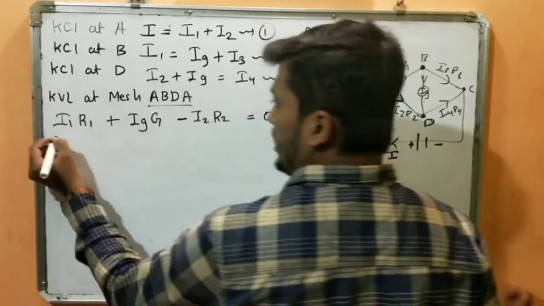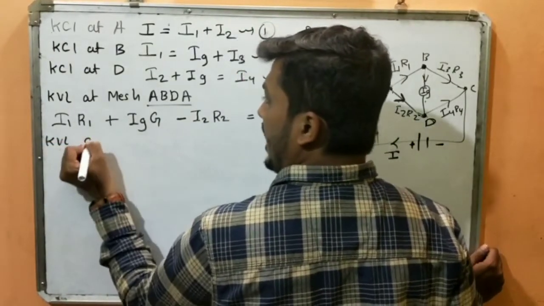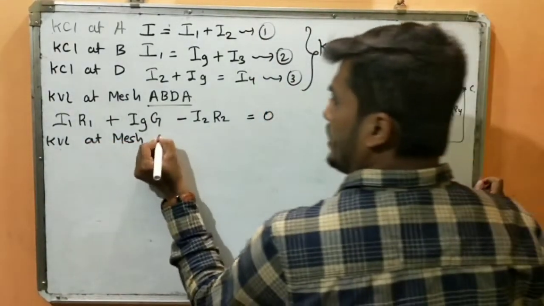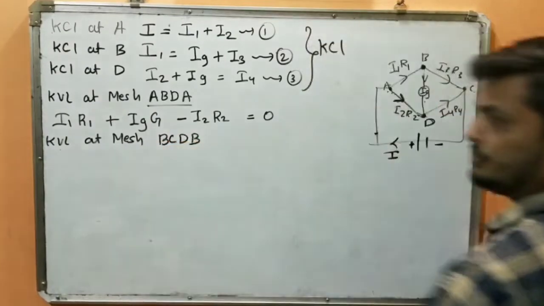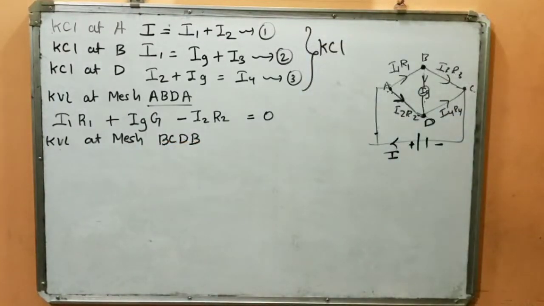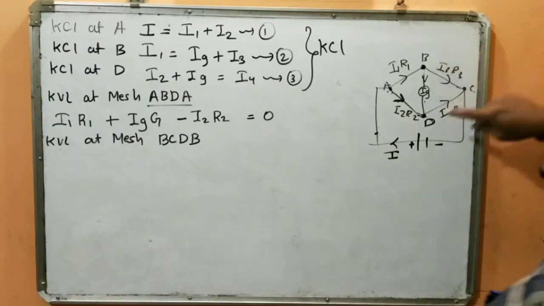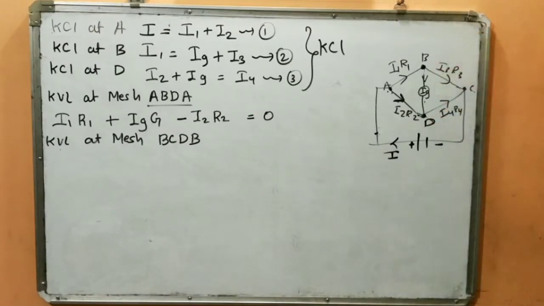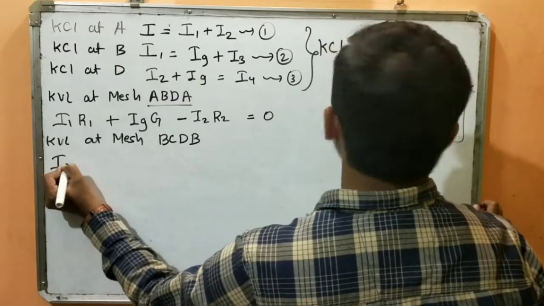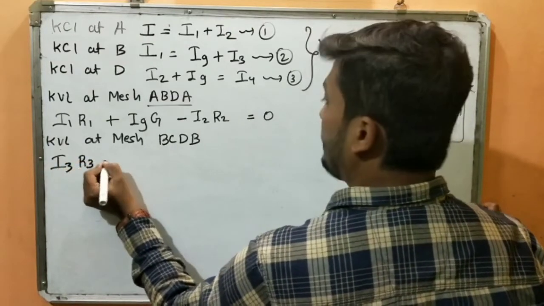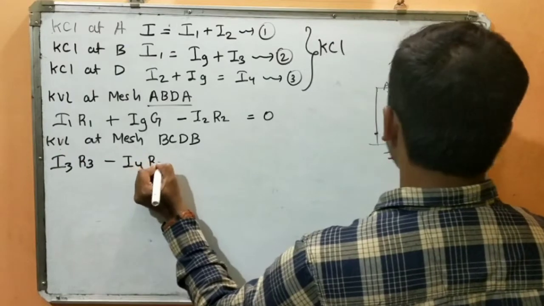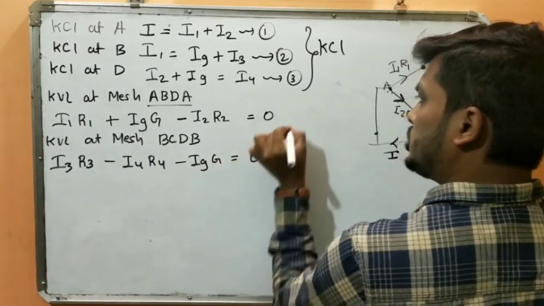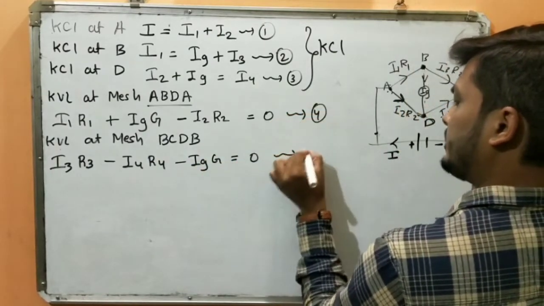Is that clear? Similarly, applying KVL at mesh BCDB. It will be I3 R3 minus I4 R4 minus IG G equals 0. I'll give this as equation 4 and the previous one as equation 5.